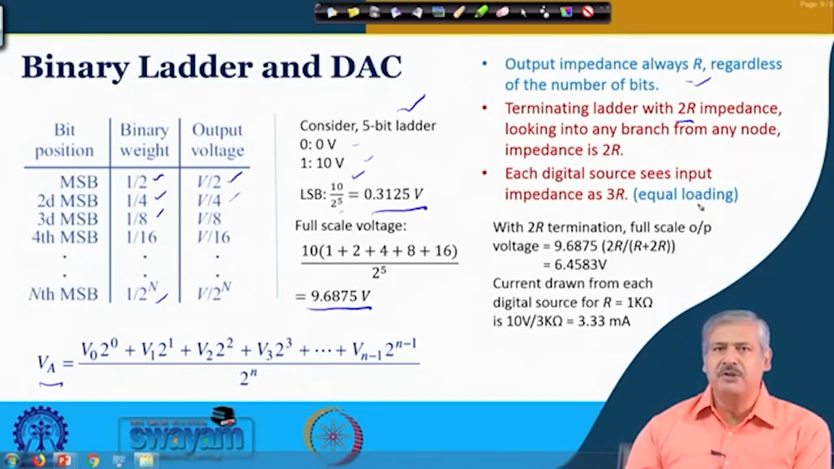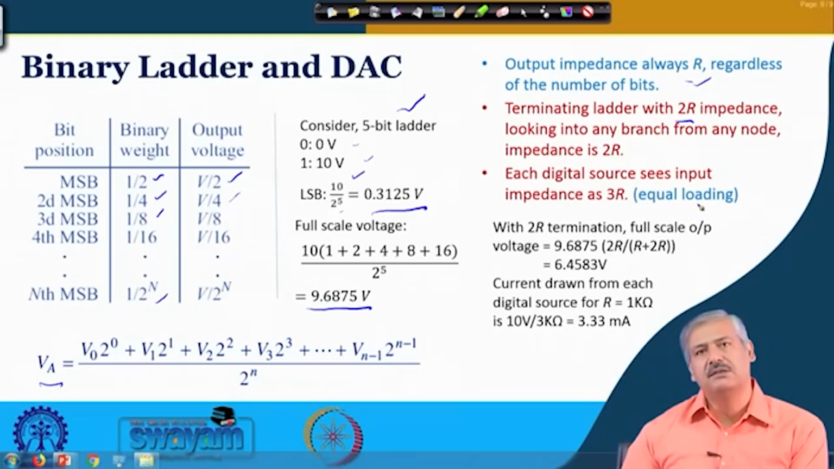So, each one of them will have equal loading, and if it is not 2R, almost equal loading, I mean not much of a difference, not like what we had seen in the case of the weighted resistor based method, where the MSB, for an 8-bit case, was carrying 128 times more current. So, these are certain advantages.